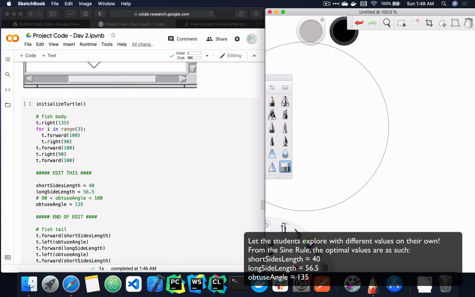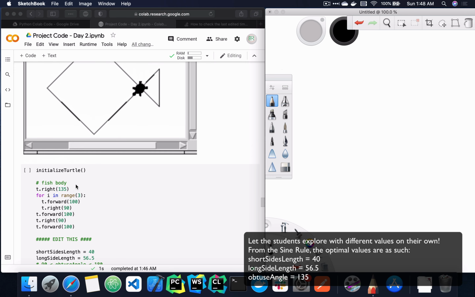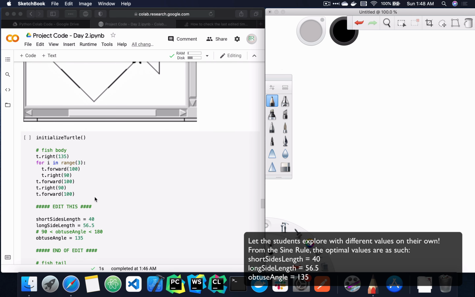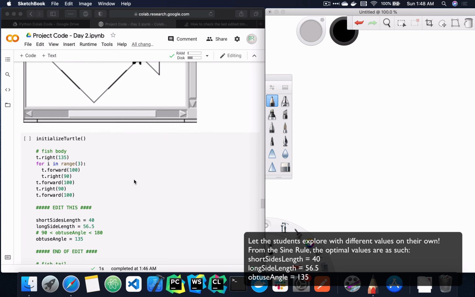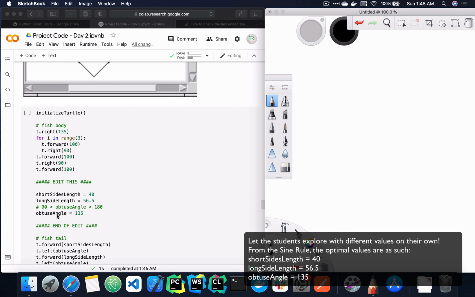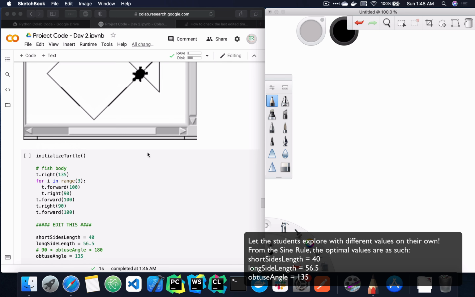So I'm just going to erase this. The variable short sides length refers to the length of the two equal sides here. This is because this triangle is an isosceles triangle, where the two sides here are equal. The long side length refers to this length, which is the hypotenuse of the triangle, the longest side in this triangle. The obtuse angle refers to the angle that the turtle needs to turn.